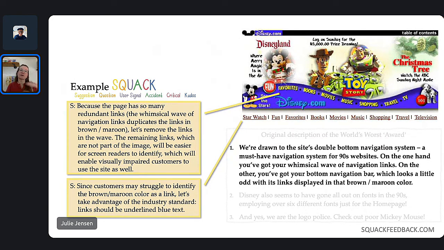Now, these are very wordy. I recognize that I'm trying to be very explicit, right? In writing the suggestion, I'm trying to show what it takes to make an effective suggestion, but let's take a couple of these and talk through them. So here we go. Because the page has so many redundant links, calling them out, right? Being specific, let's remove the links in this way. The remaining links, which are not part of the image, will be easier for screen readers to identify, which will enable visually impaired customers to use the site as well.